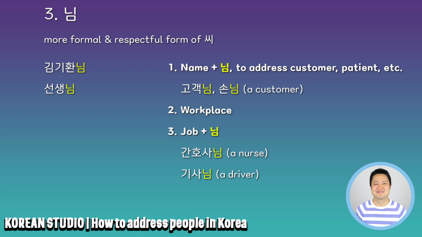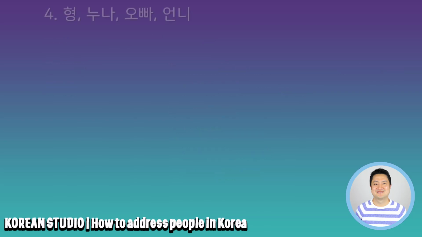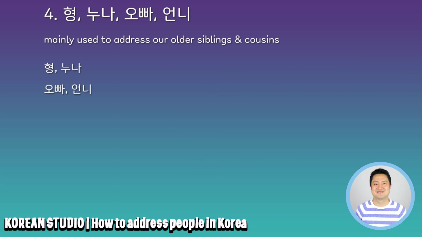Now, as well as these uses, we can also use 님 after certain family titles. For example, to address the spouse of our older siblings, rather than 씨, we would add 님 at the end of relevant family titles. Okay, so let's now consider how we use 형, 오빠, 누나, and 언니. Now, if you didn't know already, 형, 오빠, 누나, and 언니 are terms we use to address our older siblings.